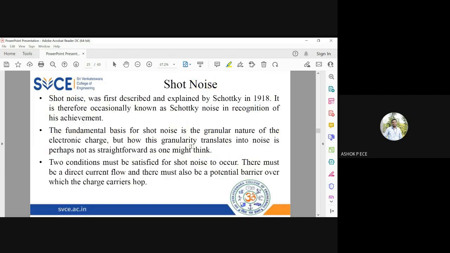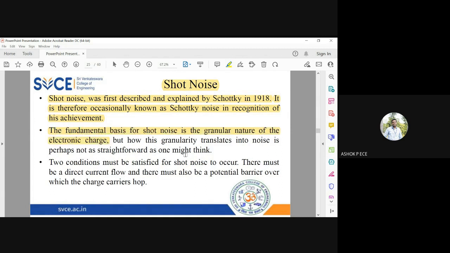Our syllabus. So next noise, we'll see about shot noise. So shot noise was discovered and invented by Schottky in the year 1918, and we usually denote shot noise. Also, it is called Schottky noise in recognition of his achievement. The shot noise is just like the granular nature of electronic charge.